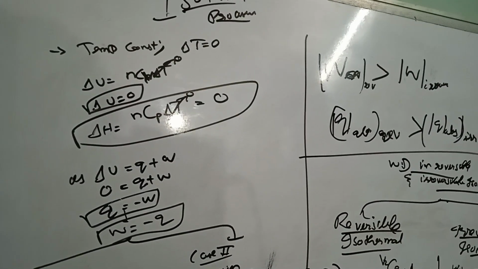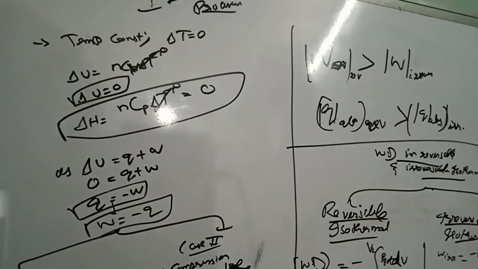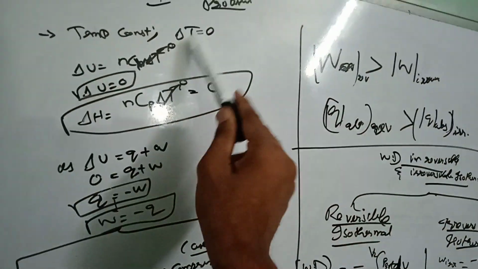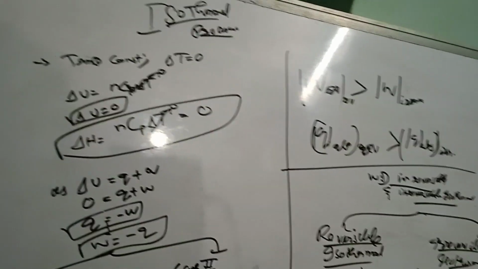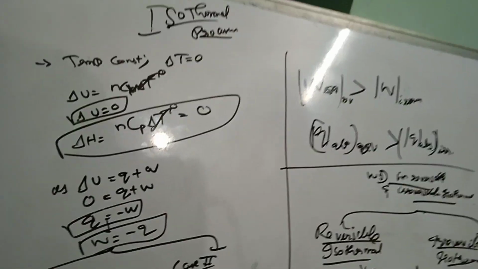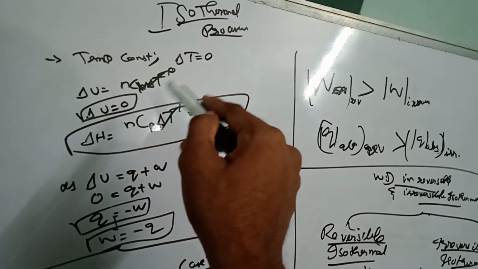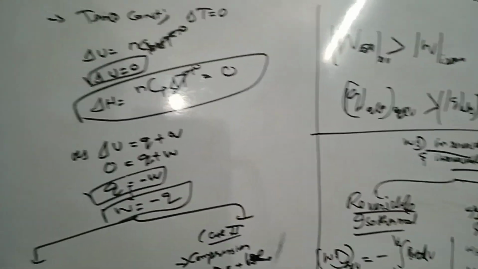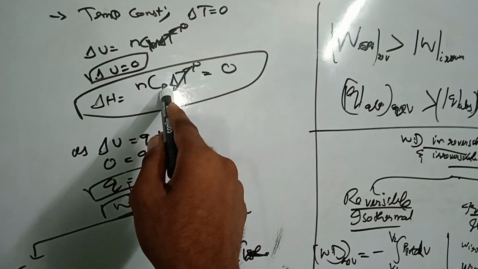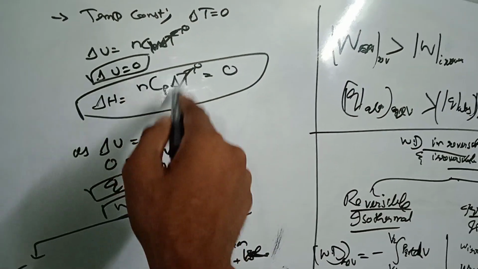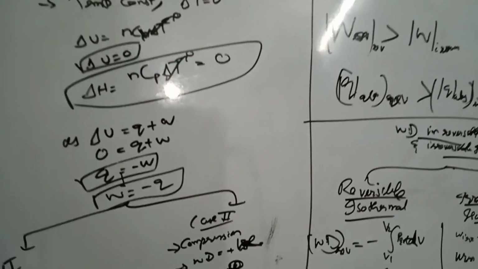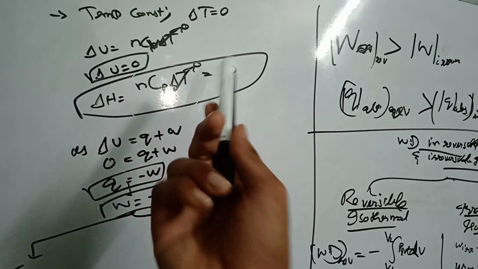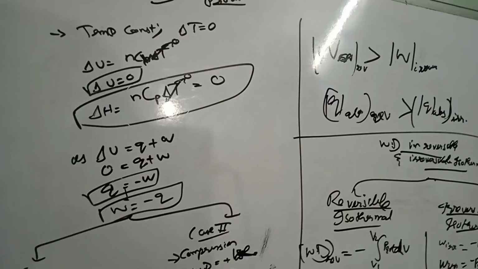Because del U equals n Cv delta T, as we have seen earlier. I hope you remember. Delta T is 0 because it is an isothermal process, so if I put 0 in n Cv delta T, then del U is automatically 0. And del H is n Cp delta T. See, this is Cp, this is Cv, don't confuse del U and del H. Here also we have del T, which is 0, so the whole term becomes 0, so delta H, the change in enthalpy, is also 0.